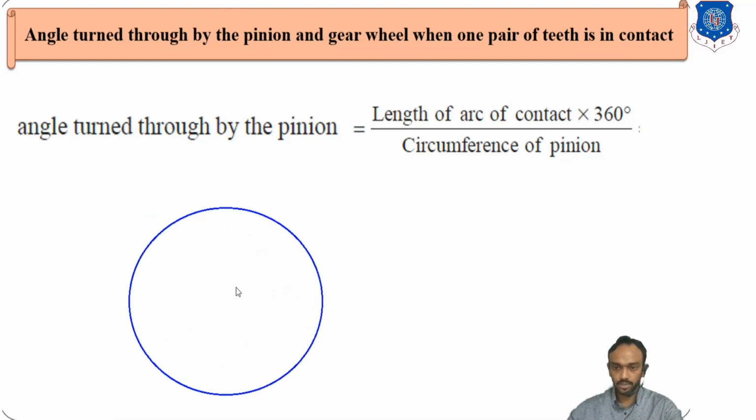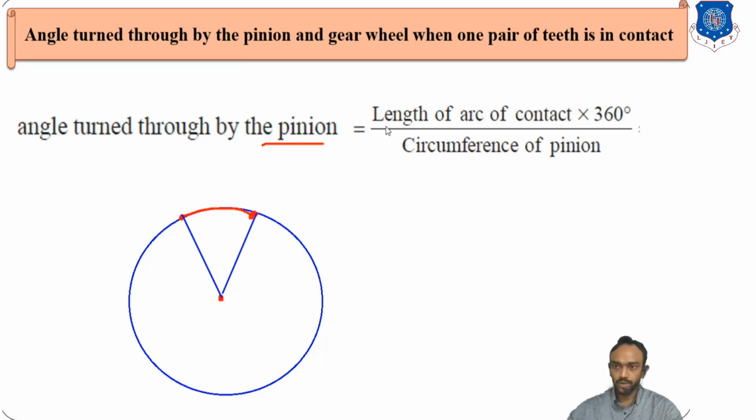This is the pitch circle. This is the center of the gear, and this is the point of contact, meaning engagement, and up to this point they are in contact, and at this point they will disengage. So what is the angle made by the pinion? We have to find this angle. It is very easy to find this angle.